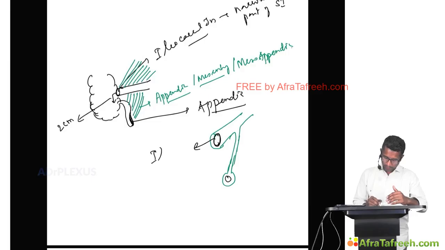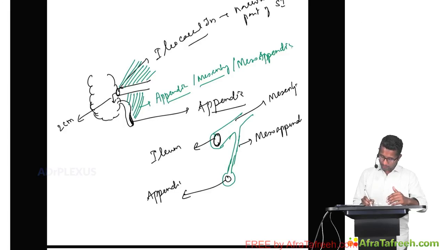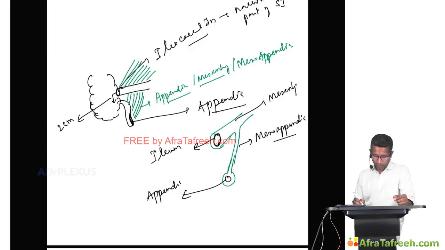This is the ileum, and this is the appendix. What is this? This is the mesentery. From the posterior leaflet you get this, which is called the mesoappendix. So the mesoappendix is the one which is holding the appendix.